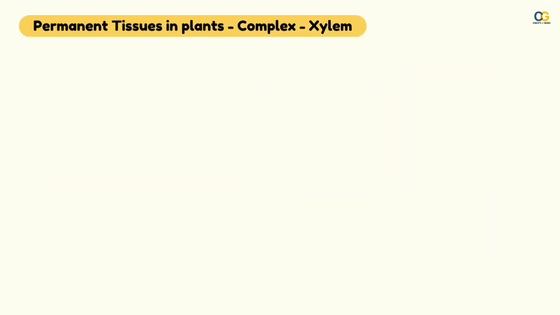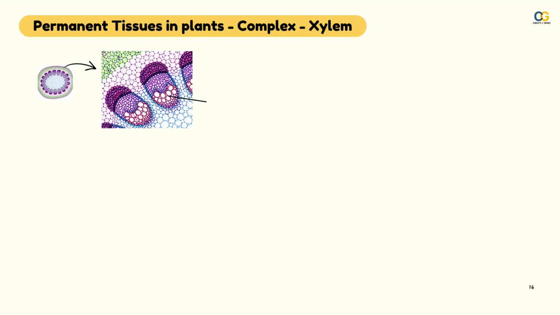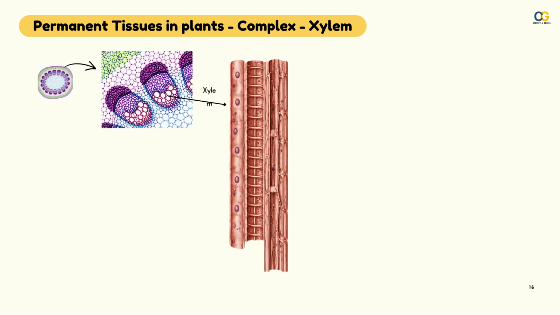Coming to the conducting tissues or the complex tissues like xylem, complex tissues are made up of different kinds of cells performing different functions coming together for a specific purpose.